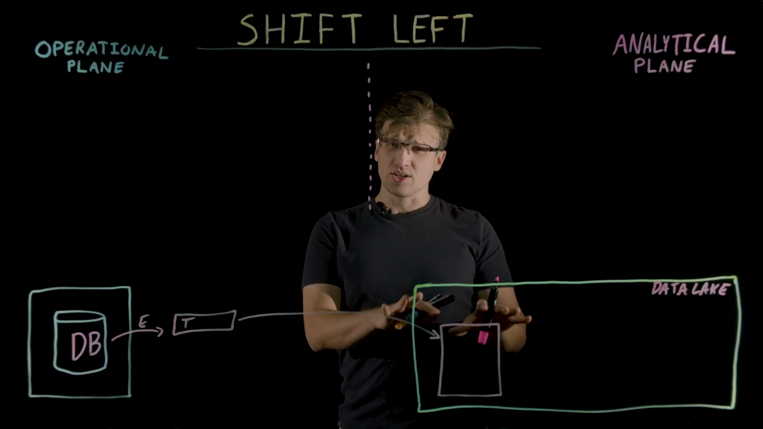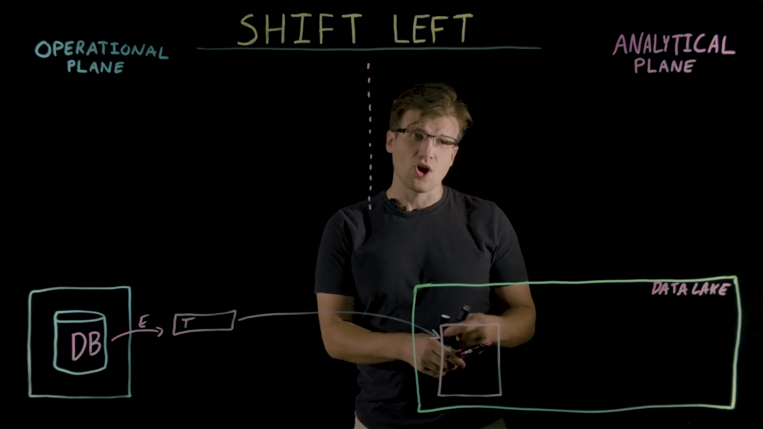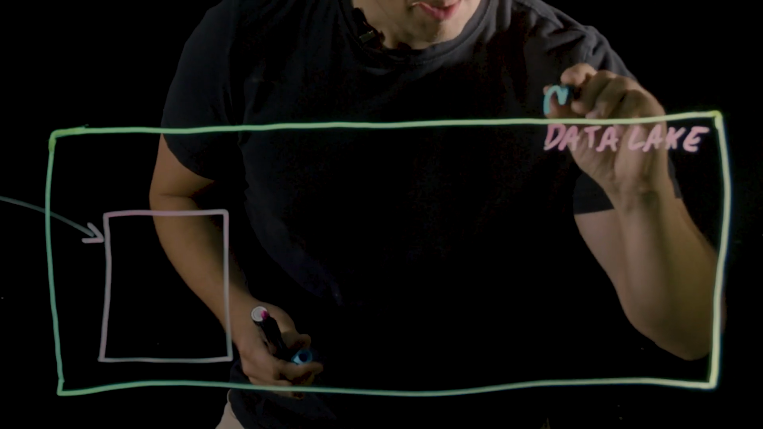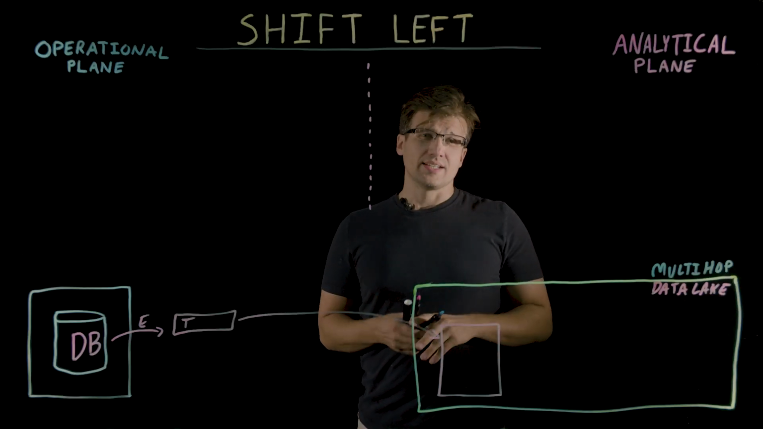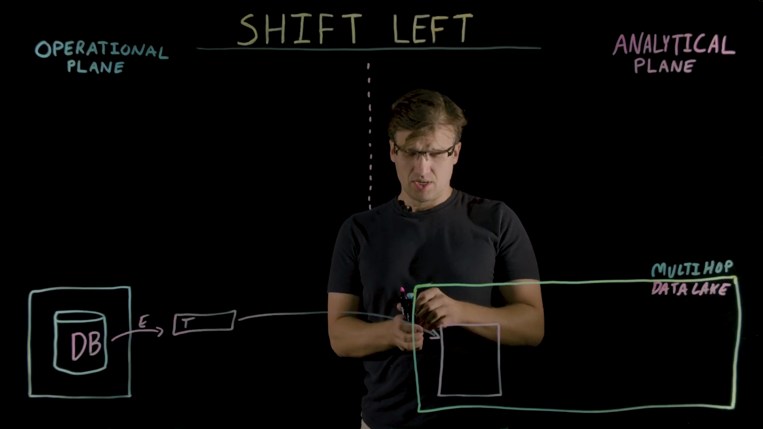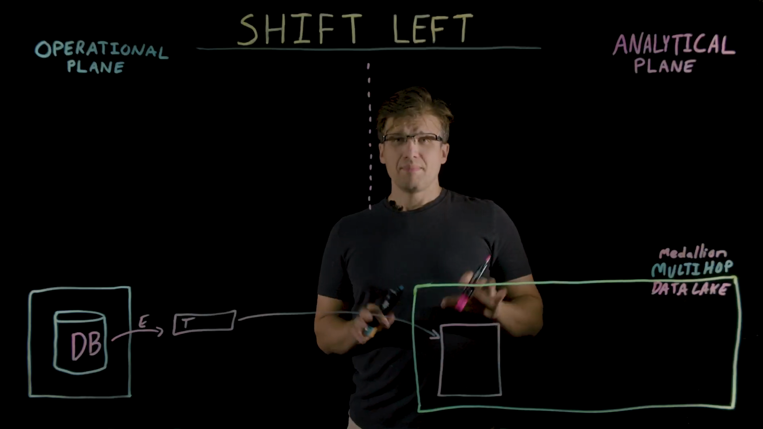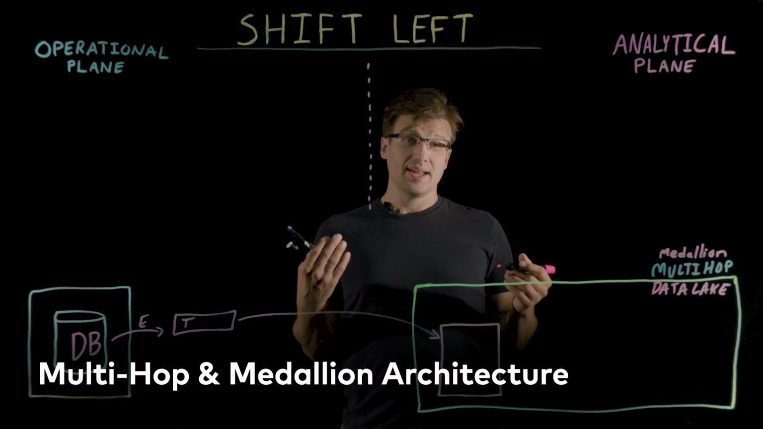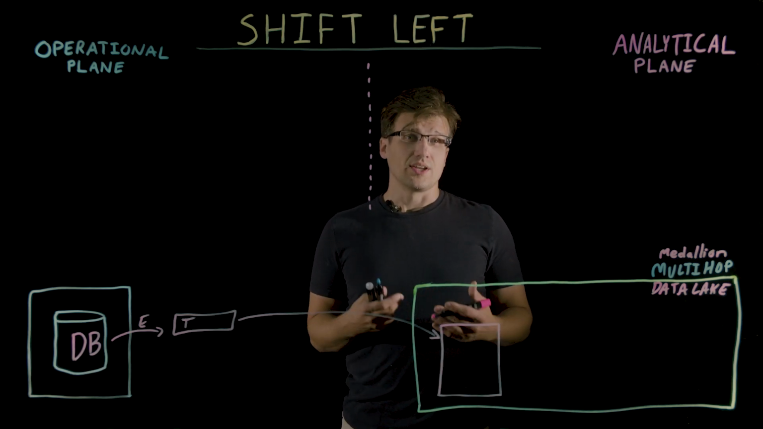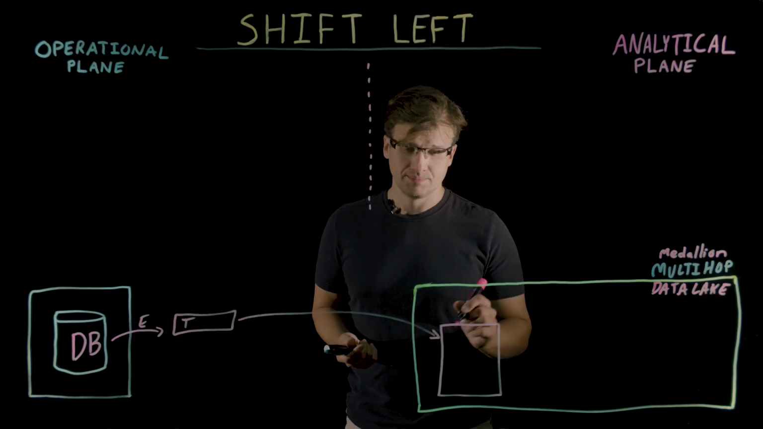And this is the start of the analytics journey, but it's the first hop in what we call a multi-hop architecture. The Medallion architecture is a popular example of the multi-hop architecture, so I'll write that up there. A Medallion architecture has 3 levels of data quality, represented by the medallions that you would expect to see in the Olympic Games: bronze, silver, and gold.